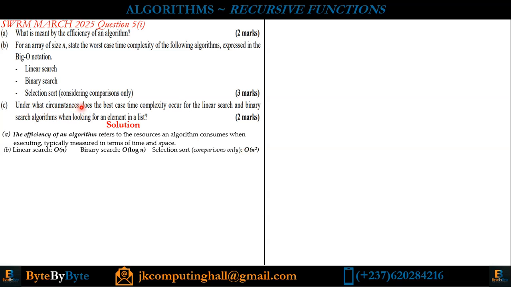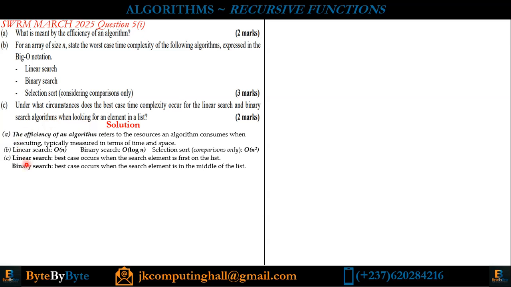Under what circumstances does the best case time complexity occur for a linear search and a binary search algorithm when looking for an element in a list? Guys, I talked about this when I was explaining linear search and binary search, when we have the best case and the worst case. For a linear search, the best case occurs when the search element is first on the list. Binary search, the best case occurs when the search element is in the middle of the list. That's what a student had to write.